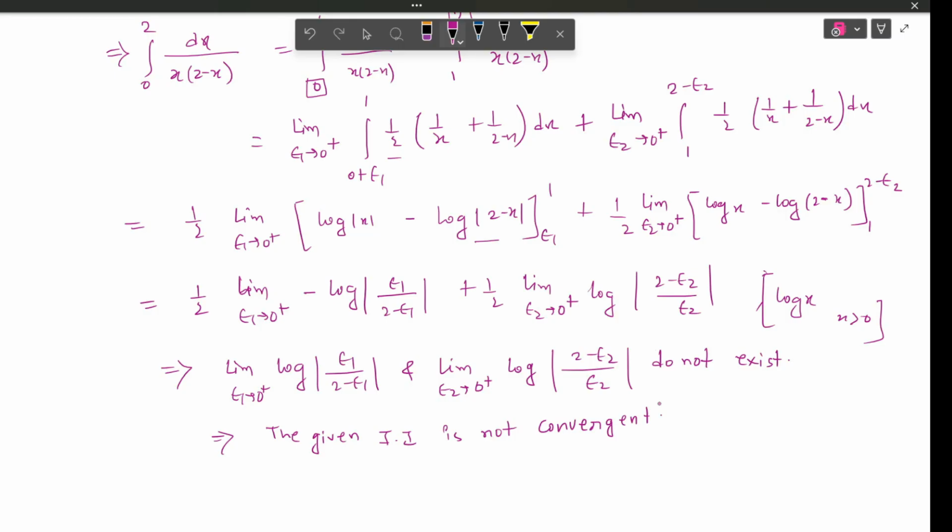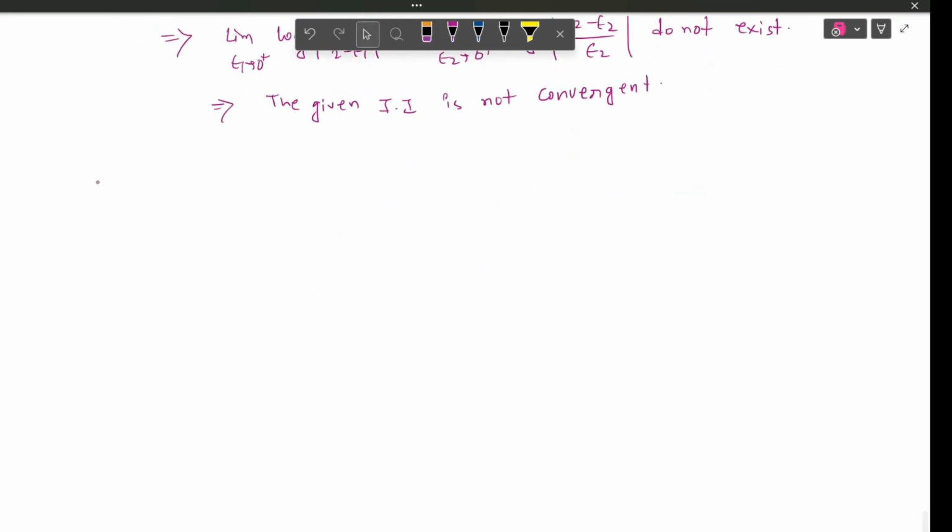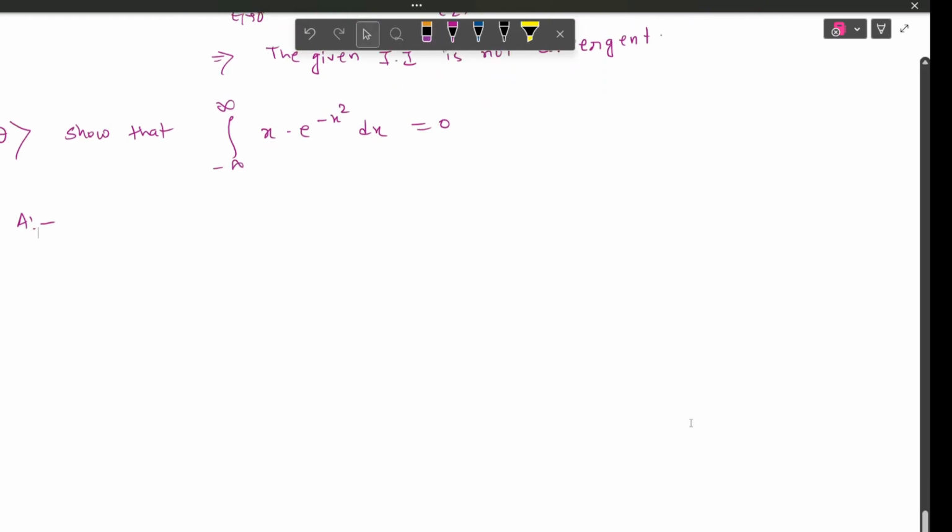Now let us see another question so that your doubts will be more clear. Okay, let us see our next question. Our next question is, show that integration minus infinity to infinity x e to the power minus x square dx would be 0. Okay, so let's see the solution of this question.